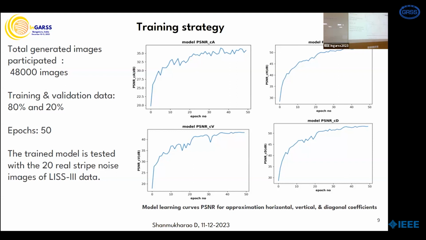Once the model was trained, I took 20 real stripe images, and the model was tested on those. If we see here, our training is almost stabilized after about 40 epochs. I ran it up to 50 and then stopped the model.